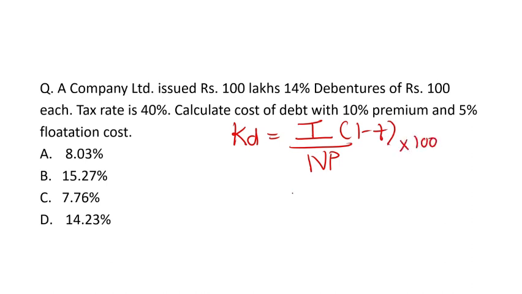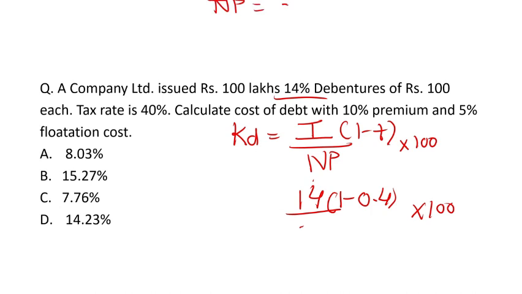Now let's put the values. The 14% debenture is what? It is the interest rate. Then what else is given? 40% tax, which will be written as 0.4. Now you will ask, sir, what to do with the net proceeds? From where will we bring the net proceeds? Don't worry, I will tell you how you can get the net proceeds.